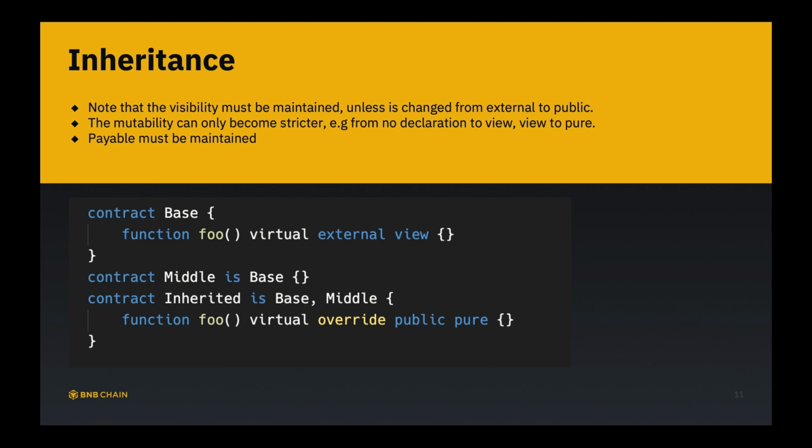So if before it is view, it now can be pure. If before there is no declaration, which means it can be anything, it can be changed to view or pure. Note that payable is special. If it is payable, it must be maintained as payable.